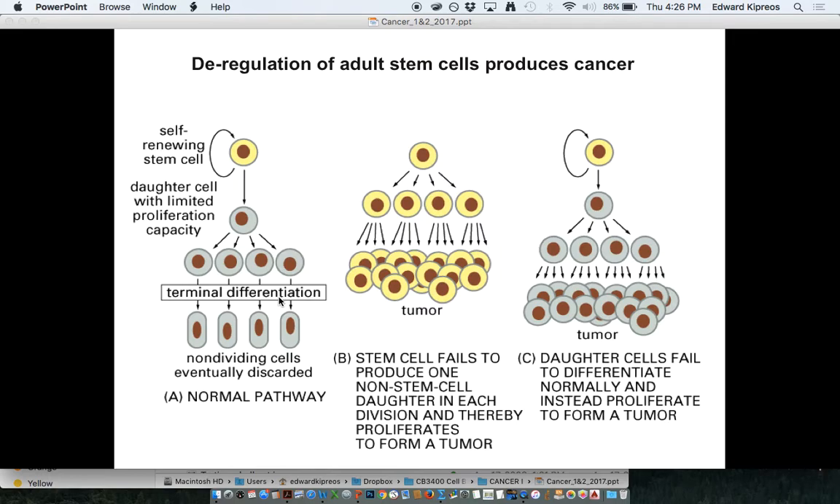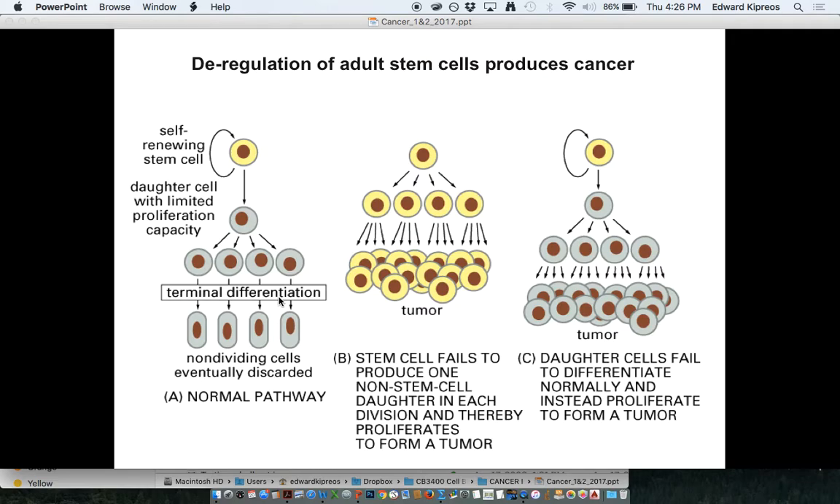Okay, so we're going to talk now about adult stem cells and their link to cancer, and then we'll talk about cancer stem cells, which are not actually the same thing. So an adult stem cell has an adult stem cell pattern of division.